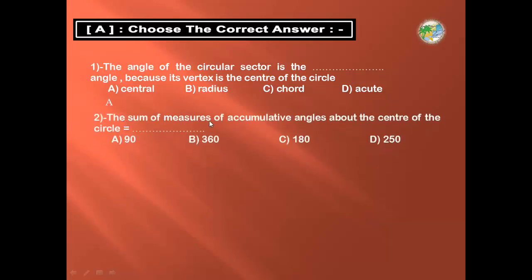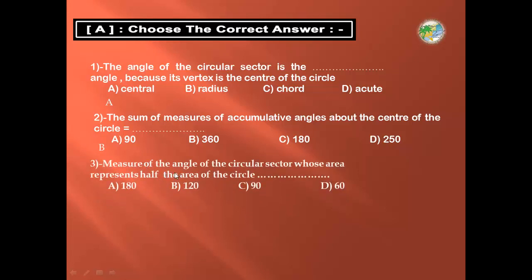The sum of the measures of the accumulative angles about the center of the circle, I said before, is called what, primary 6? The sum of the measures of the accumulative angles about the center of the circle is equal to 360, which is B. Fine.